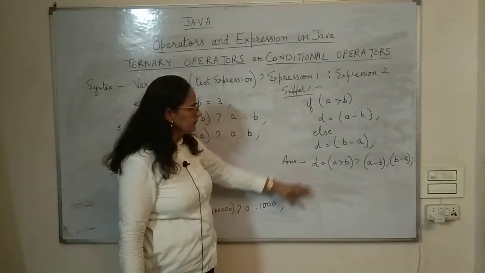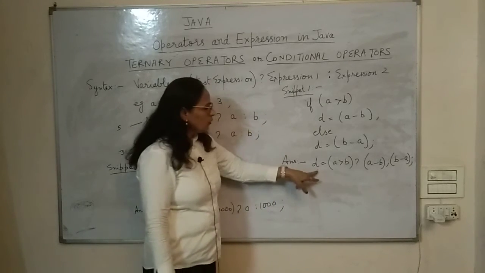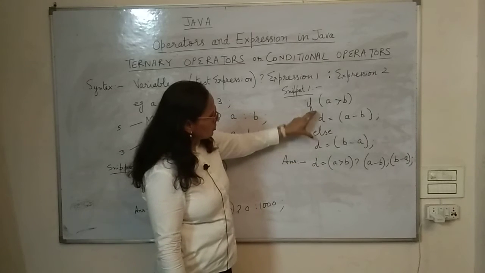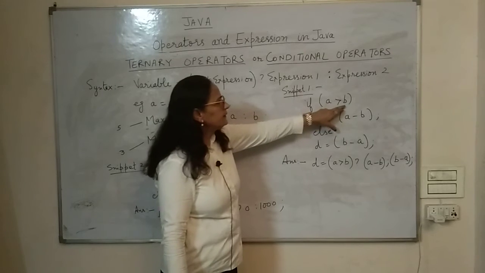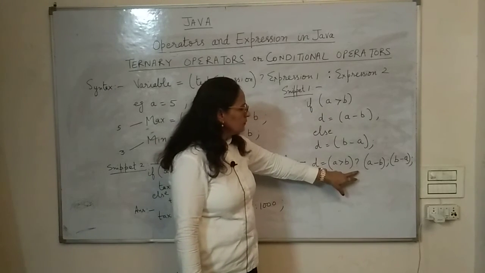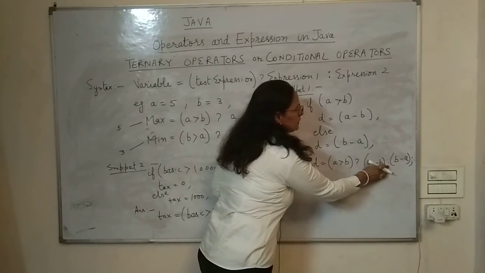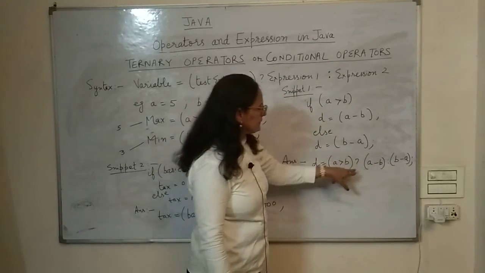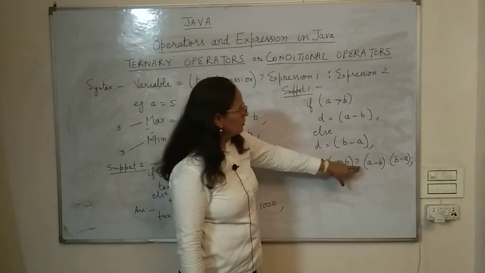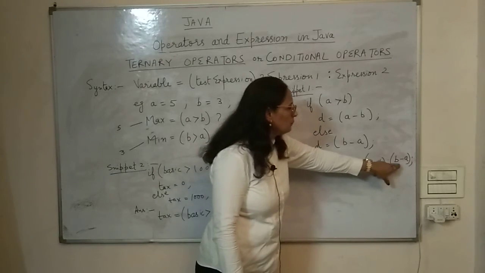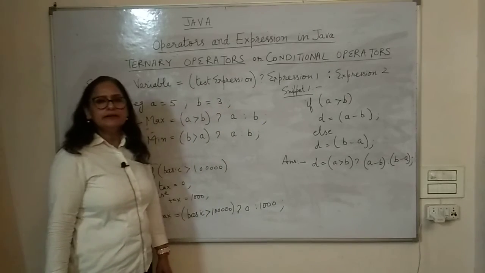So this can be written by using the conditional operator or ternary operator. Now D is equal to, because we want to store the value in the D variable, D is equal to A greater than B. This is the expression and this is the question mark, and then this sign should be colon. If A is greater than B, then A minus B or B minus A, and whatever answer will be there, it is going to get stored in D.